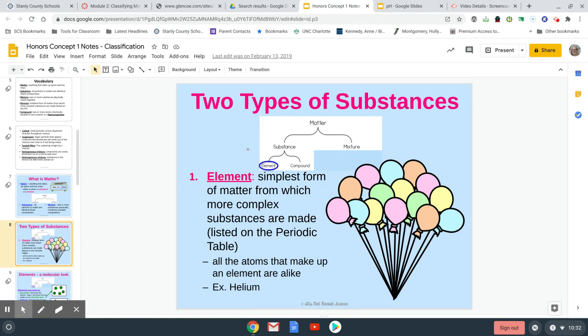So under pure substance, or substance, we have elements, and these are going to be found on the periodic table, and all the atoms in that element are going to be alike. So helium would be an element, carbon would be an element, oxygen would be an element. If you find it on the periodic table, it is an element.